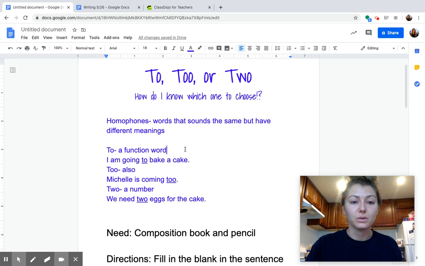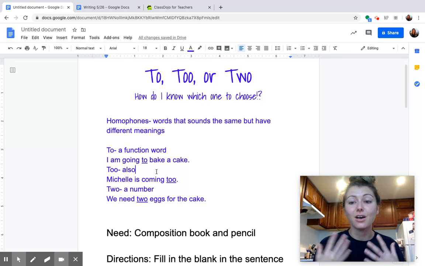First is "to," T-O. That is a function word. This word is usually paired with an action word, a verb. So we might see an example like, I am going to bake a cake. We're going to bake a cake. That action of bake is something that we're going to do. So this "to," it's a function word. It means it's going to get done. Something's getting done.